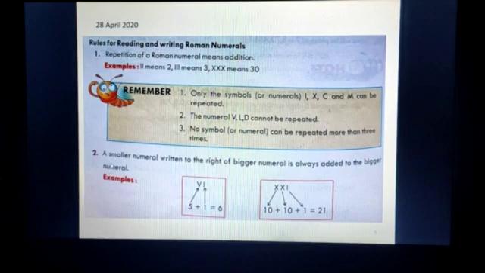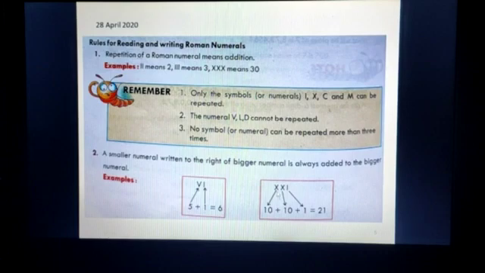Now the second rule, a smaller numeral written to the right of a bigger numeral is always added to the bigger numeral. That means, for example, here it's written V and I. V is 5 and I is 1. So bigger number and then smaller number, and it is in decreasing order. So we need to add. If it is like this, decreasing order, bigger and then smaller, then we need to add 5 plus 1 is equal to 6. Straight away we can add and write.